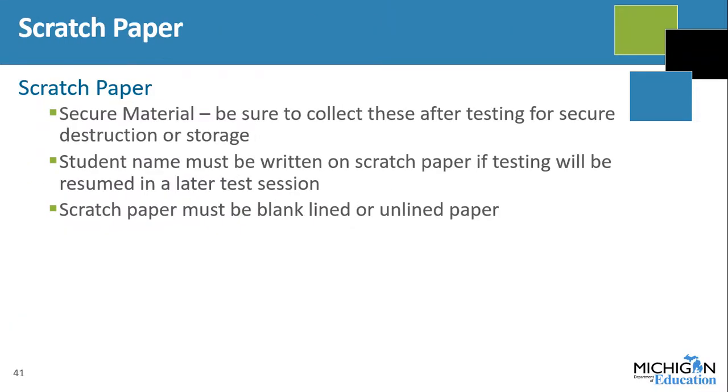Any scratch paper used during testing must be collected for shredding. Used scratch paper and used graph paper are secure materials. Student names need to be written on scratch paper used so that if a break is taken, it can be returned to the correct student. Be sure that all test administrators are aware of the full MSTEP scratch paper policy before testing. The scratch paper policy is available on the MSTEP webpage at www.michigan.gov/MSTEP.